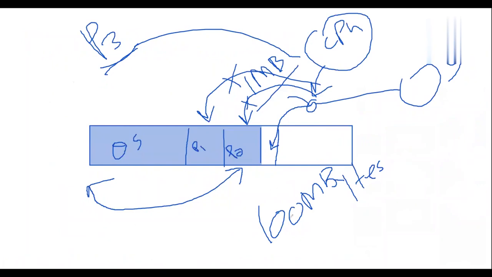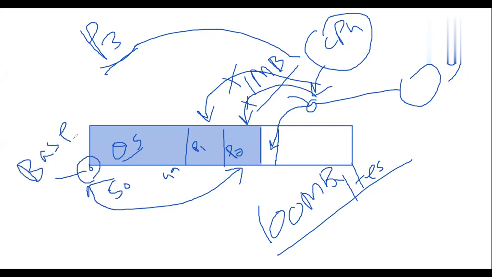Let's take our example. Our memory was how much? Our memory was 100 megabytes. So let's suppose 50 megabytes is occupied by the OS, from 0 to 49. So now the 0 is the base register of the OS, and this 49 is the limit register.